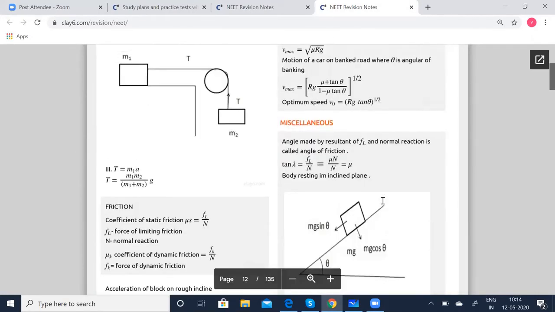Now, the angle made by the resultant of FL and the normal reaction, where FL is the limiting friction, is called the angle of friction. Here we take tan lambda is equal to FL by N. N is the normal reaction and FL is the limiting friction, which is given by mu N, so FL by N is equal to mu. Work done by a body over a rough horizontal plane is given by mu m g into S, and work done in moving a body over a rough inclined plane is given by W is equal to m g sin theta plus mu cos theta into S. So whenever there is friction, we consider the coefficient of friction. Remember that.